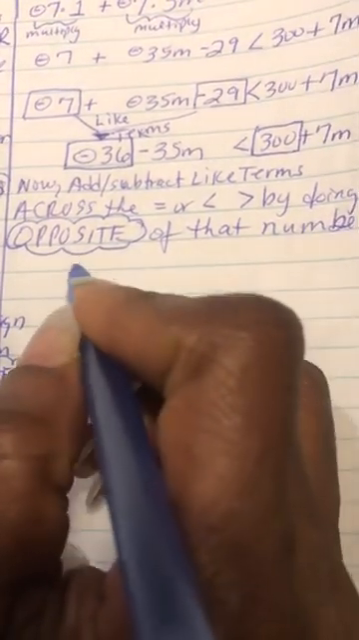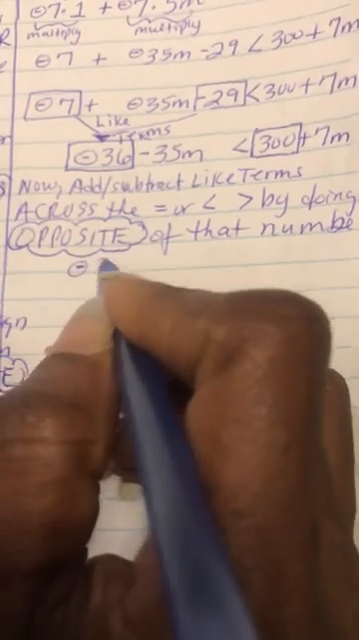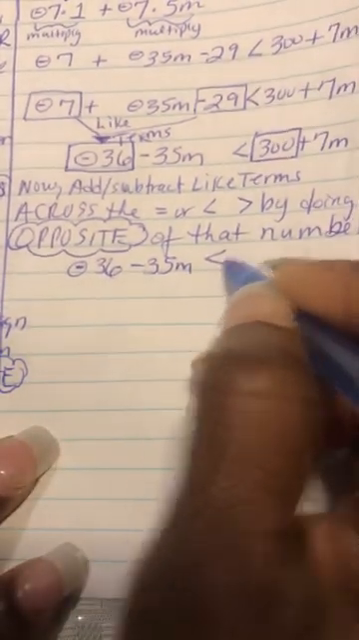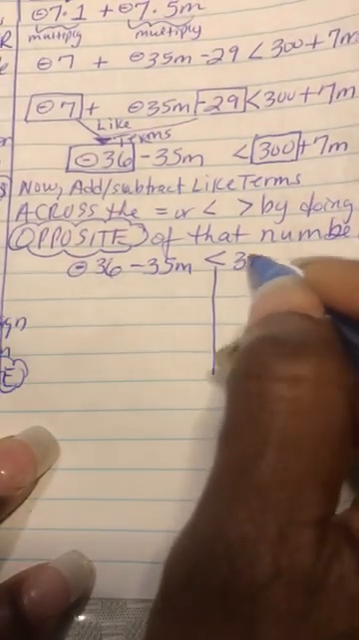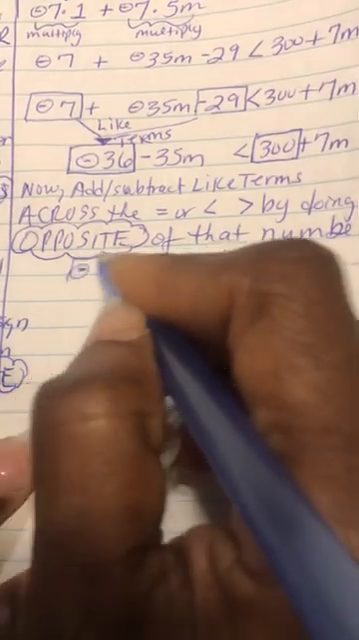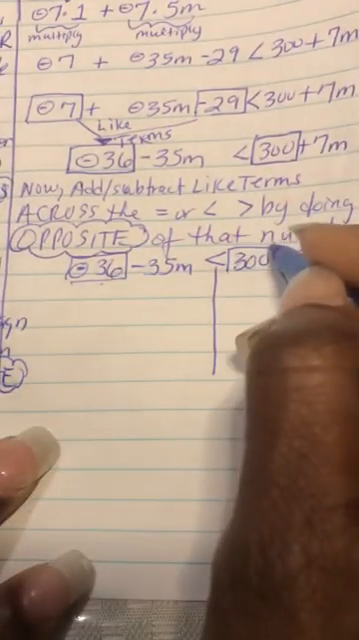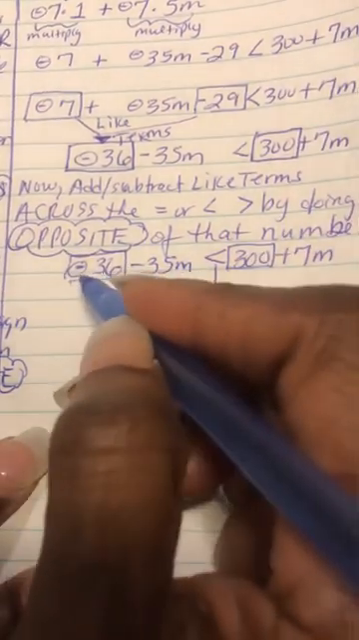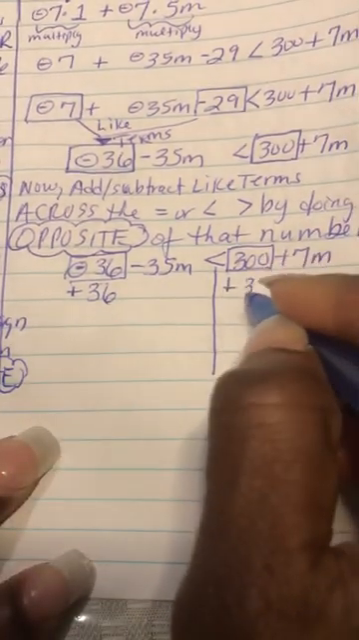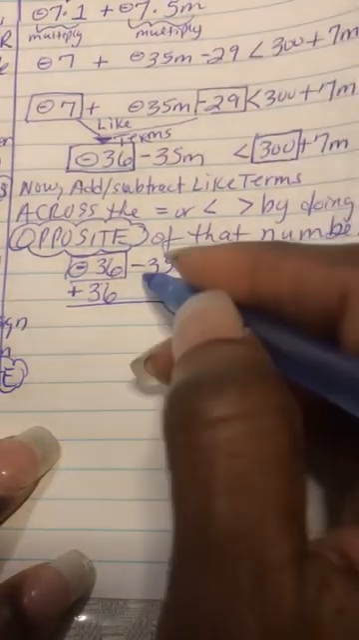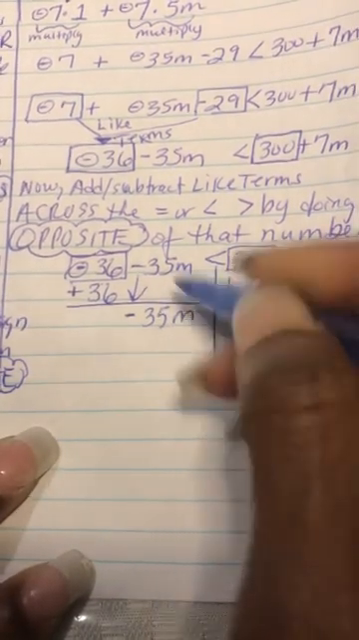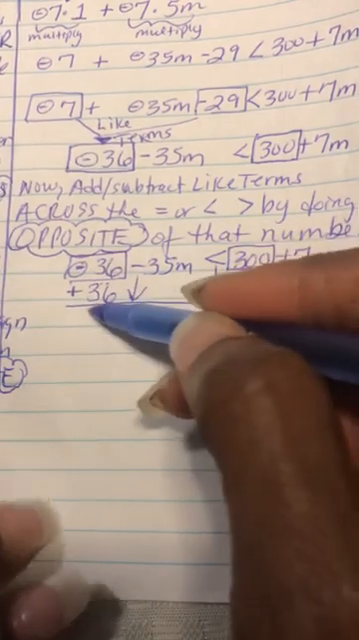So what I'm going to do, let me rewrite it. So I have negative 36 is less than, I'm going to draw a wall, 300 plus 7m. I want to move the negative 36 to the other side with this 300. So if I see a negative sign, I'm going to put a positive 36 here. I'm going to put a positive 36 here. I'm going to bring down my negative 35m because negative 36 plus a positive 36 is 0.